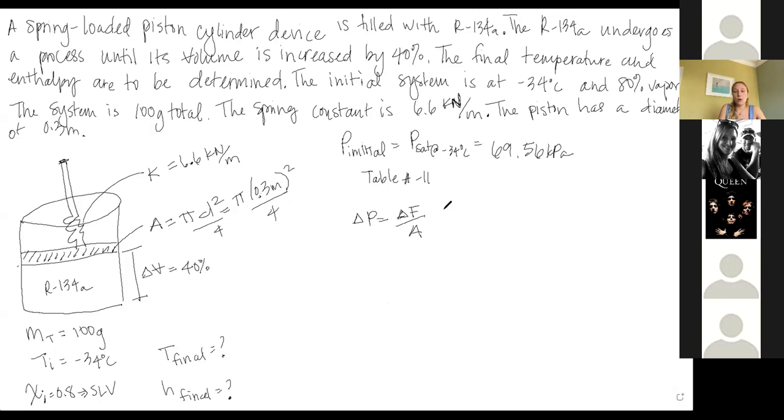And with a spring, our force becomes our spring constant times our change in distance, like the distance the piston moves. So this is our spring constant. Okay, stress equals force over area. Our change in pressure here is going to be our change in force over area.